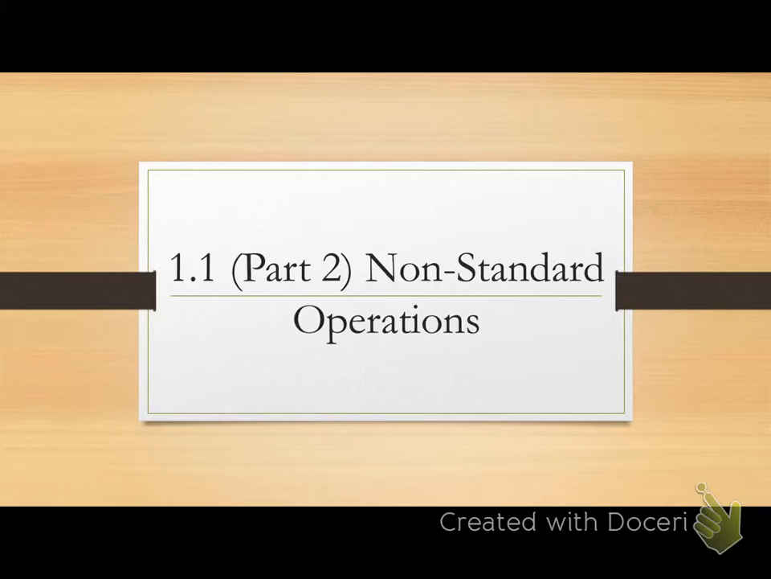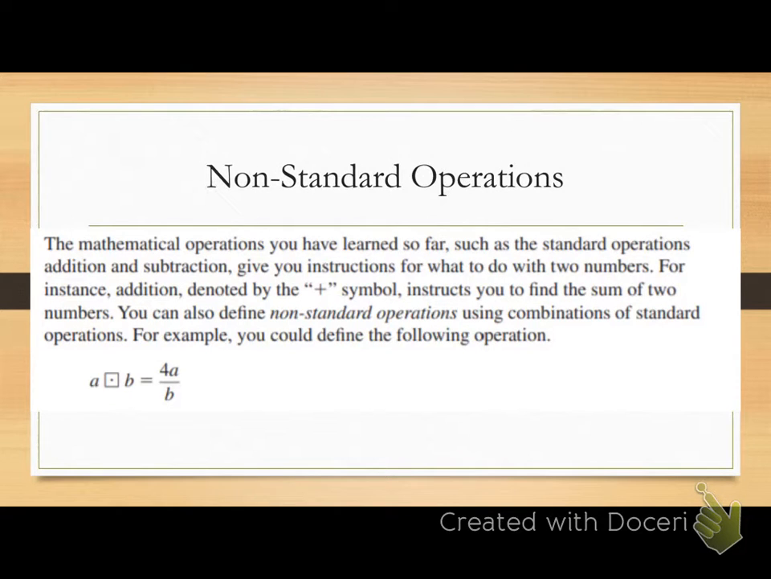Someone list off my 4 standard operations that we're used to seeing. You got multiplication, division, subtraction, and addition. Very good. Today, we're talking about non-standard operations. The mathematical operations you have learned so far, such as the standard operations, addition and subtraction, give you instructions for what to do with 2 numbers. For instance, addition, denoted by the plus symbol, instructs you to find the sum of 2 numbers. Hopefully we all know that. There's 2 numbers with a plus sign between them, you add them, right? That's what the plus sign is telling us to do.